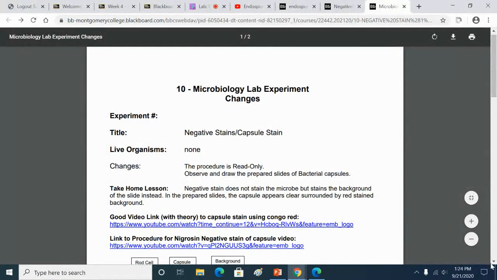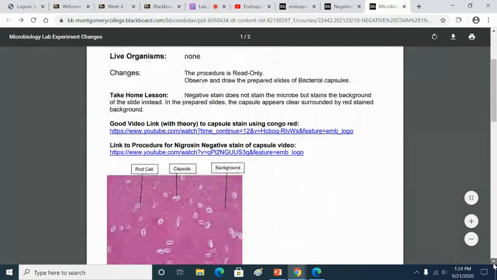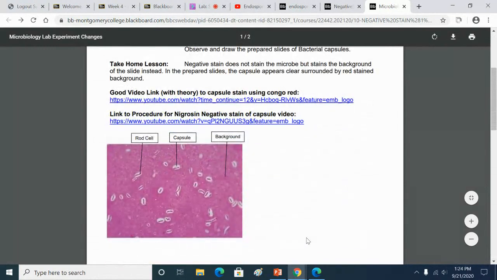But the red stain is often done as a capsule stain. And so remember, capsules are thick layers of polysaccharide. And we can see here that the slide background is stained. Even the cells are stained, but the capsules are not stained. As a result, we can see the capsules. I have some other examples.